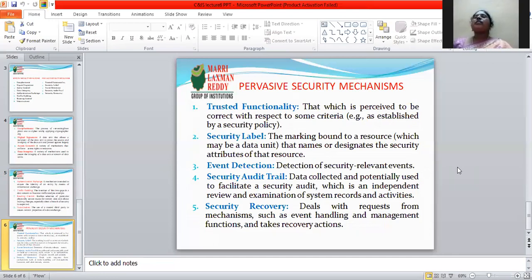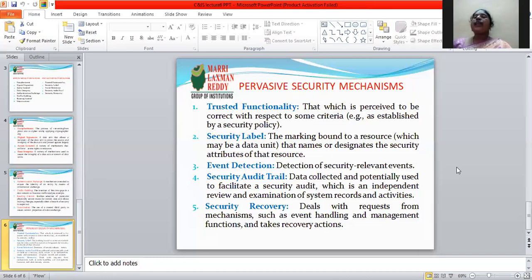Pervasive security mechanism is not a specific security mechanism; rules or regulations are not applied here. It is again divided into 5 types. First one, trusted functionality, which is perceived to be correct with respect to some criteria. Here, the security policy is established.